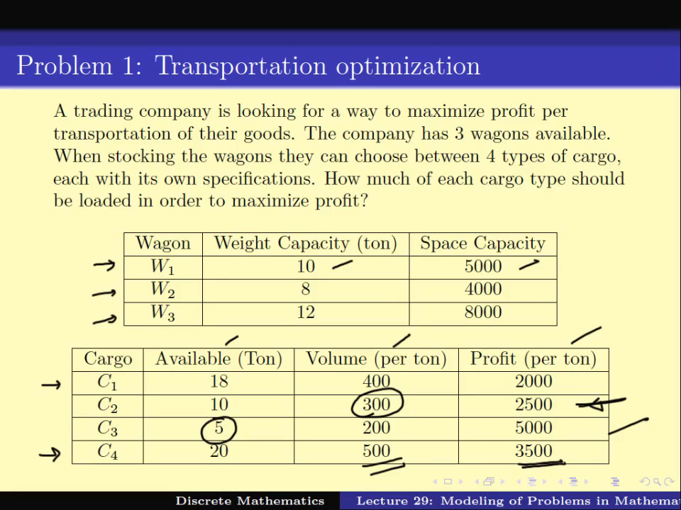If you want to think of it slightly more easily, think of just one wagon. You have just one wagon with a weight capacity and a space capacity. Weight capacity means you cannot exceed the weight. So how much quantity can you store in wagon 1? It is 10 tons. And how much space can you use in that wagon? It is, say, 5,000 liters.